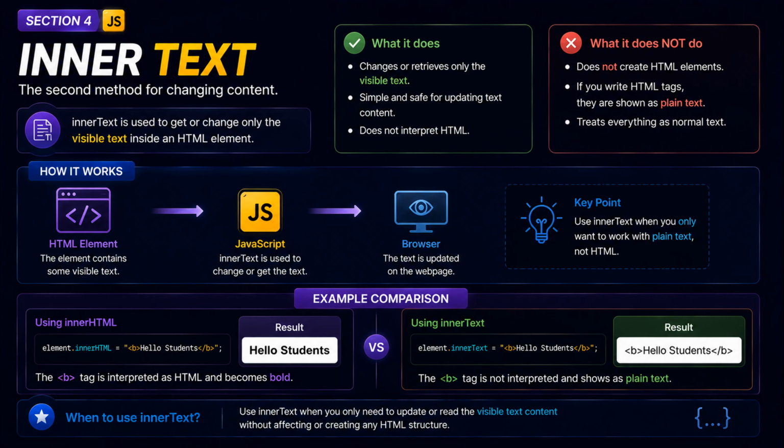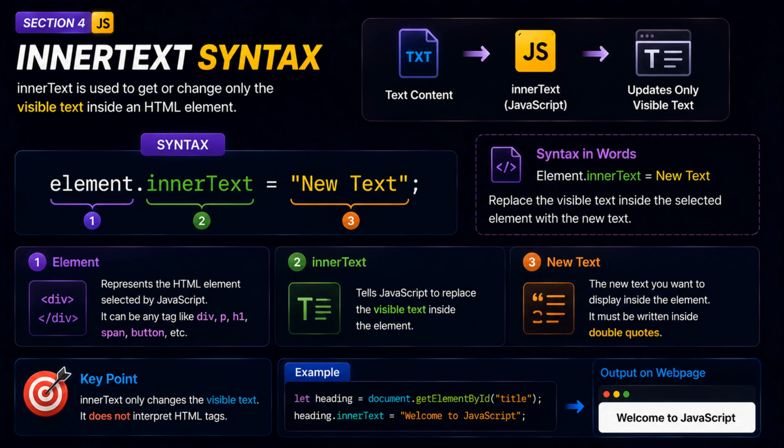If you write HTML tags using innerText, they are displayed as plain text instead of being interpreted as HTML. That's because innerText treats everything as normal text. Syntax. The syntax is very simple. element.innerText = new text.